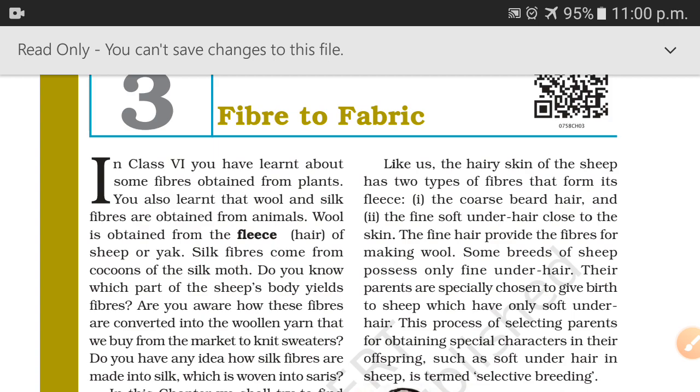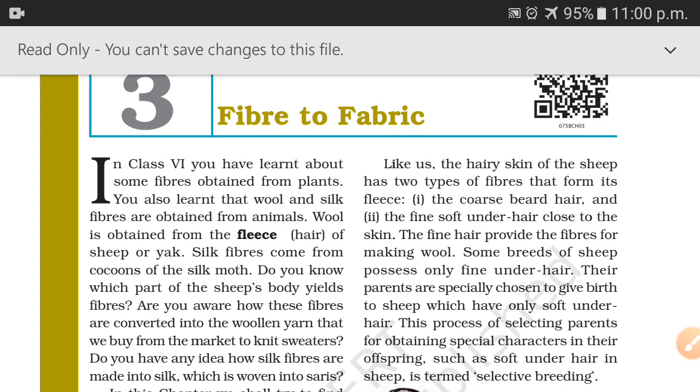Today we will study chapter 3, fiber to fabric. In this chapter we will learn about wool and its type, sources and production. We will be learning about silk and the life cycle of silkworm. We will also study what the health hazards associated with the wool and silk industries are. So let's begin our chapter.